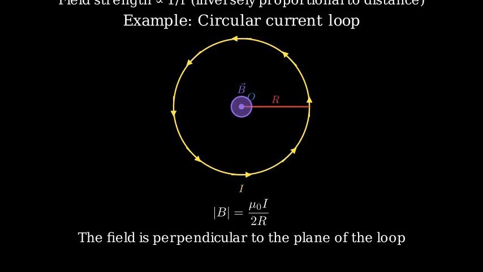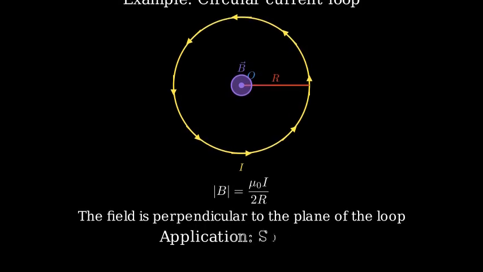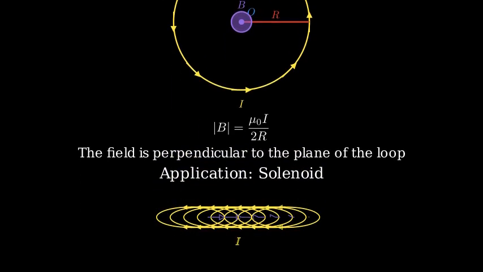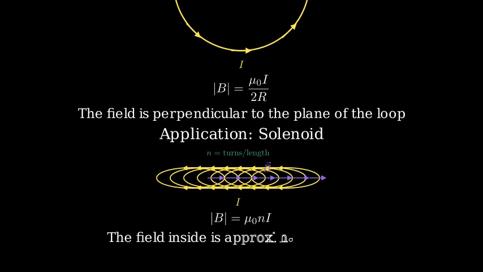A particularly useful application of the circular loop is the solenoid, which is essentially a series of current loops aligned along the same axis. For a tightly wound solenoid with n turns per unit length, the magnetic field inside the solenoid is approximately uniform and given by this formula. The field outside the solenoid is much weaker, which makes solenoids very useful in applications where we want to confine a magnetic field to a specific region.